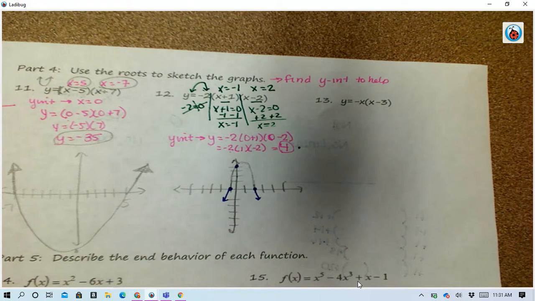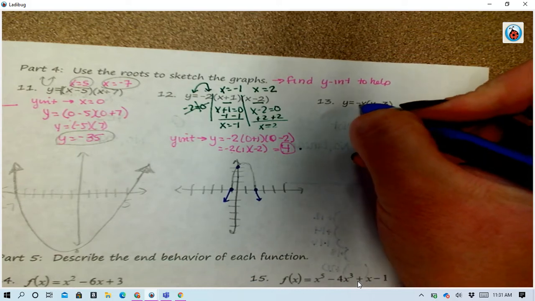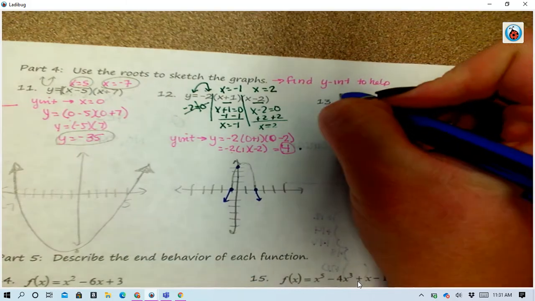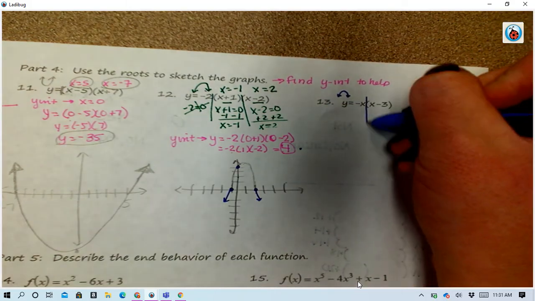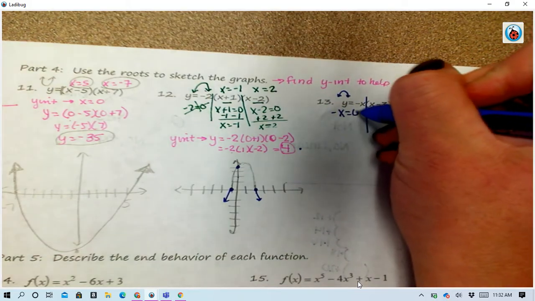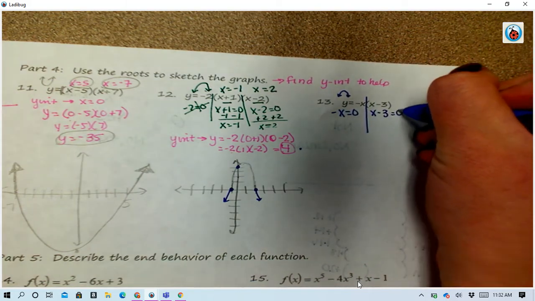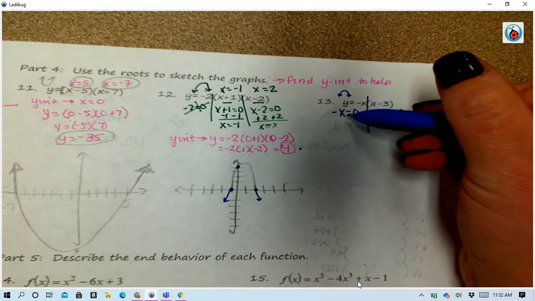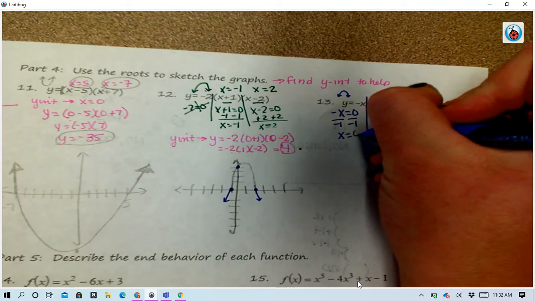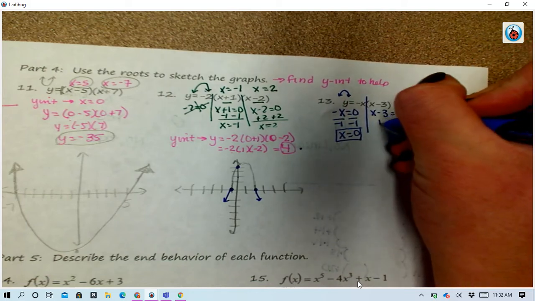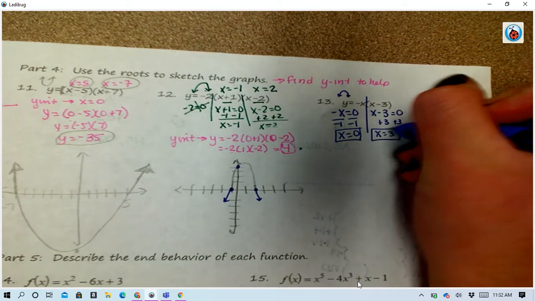Okay, if you notice in number 13, there's only one set of parentheses. This first coefficient is a negative 1, which means your graph is going to be shaped down. Set each element equal to 0, so negative x equals 0, and then x minus 3 equals 0. This is a negative x, so to get the x by itself, you divide by negative 1. So our first root is 0, add 3, x equals 3. So those are our two roots.